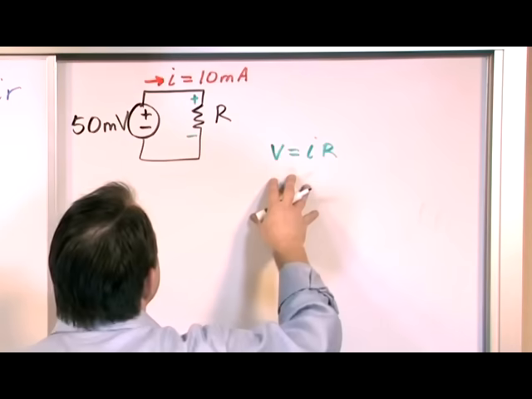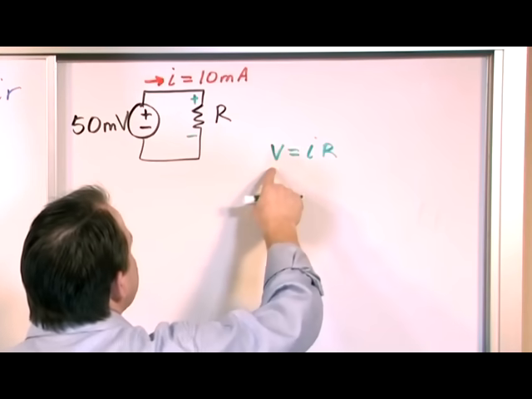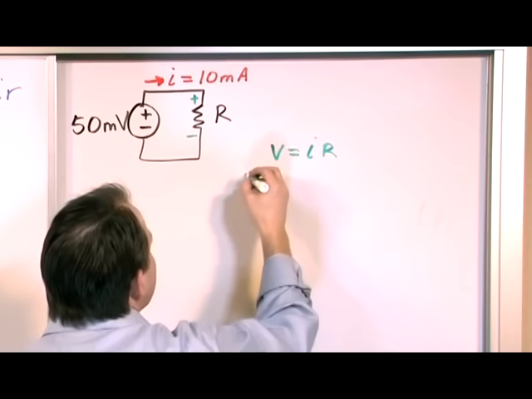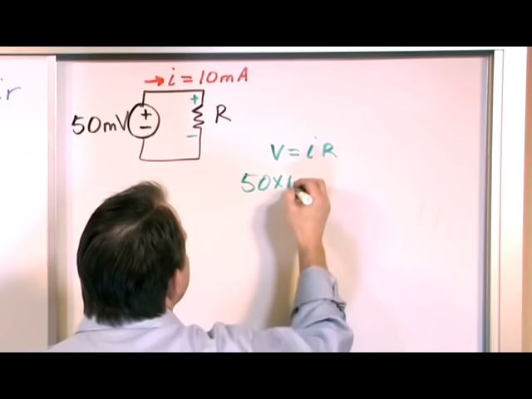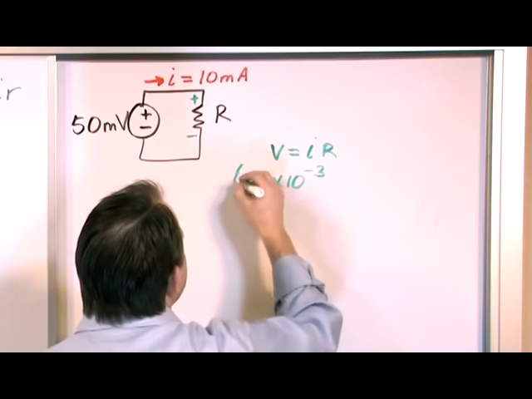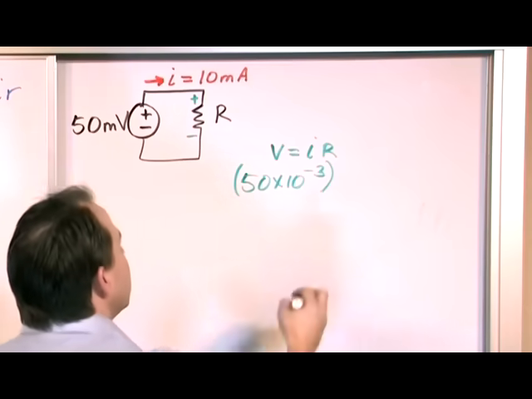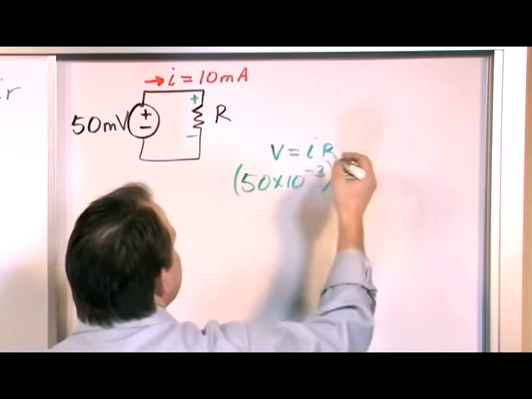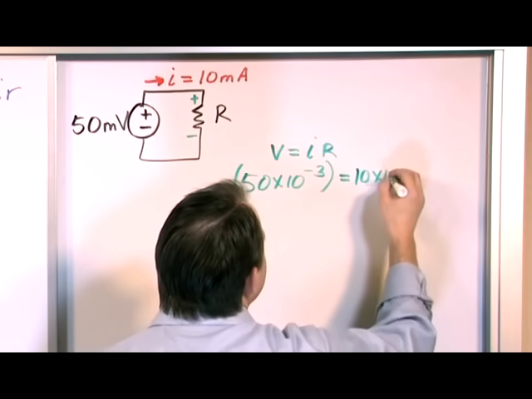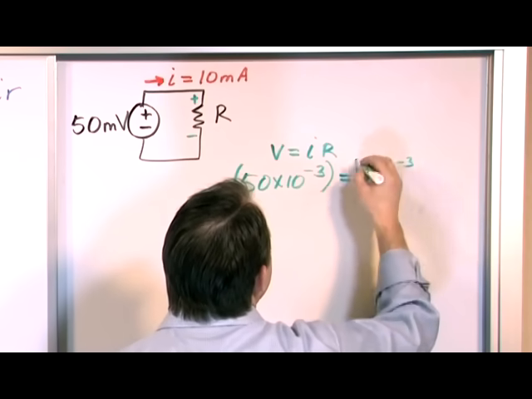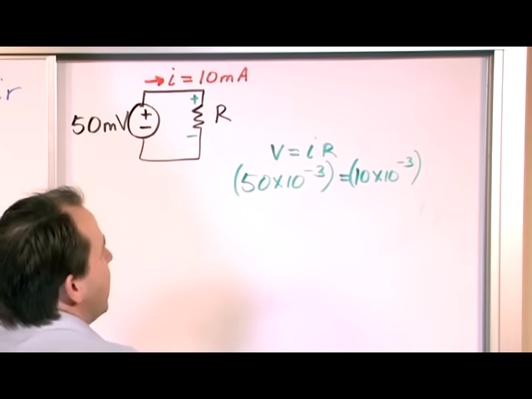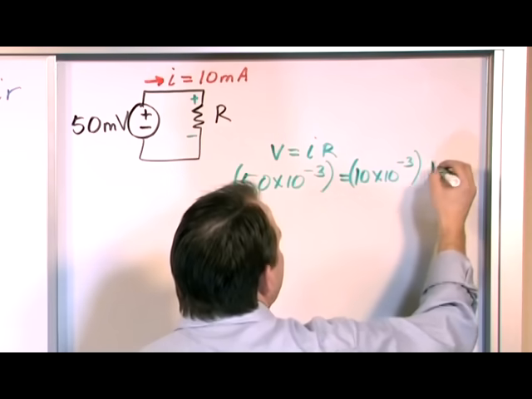But whenever you use this, the voltage here is 50 millivolts. Now, you don't want to put 50 in here. You want to put 50 times 10 to the minus 3, because that's what millivolts is. You take the number and you multiply by 10 to the minus 3. Equals, the current is 10 milliamps. You don't want to put 10, you want to put 10 times 10 to the minus 3. And this will give you all the credit on your exams too if you make a calculational mistake, times R.